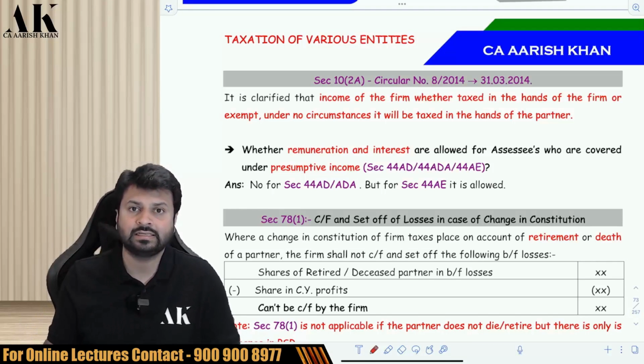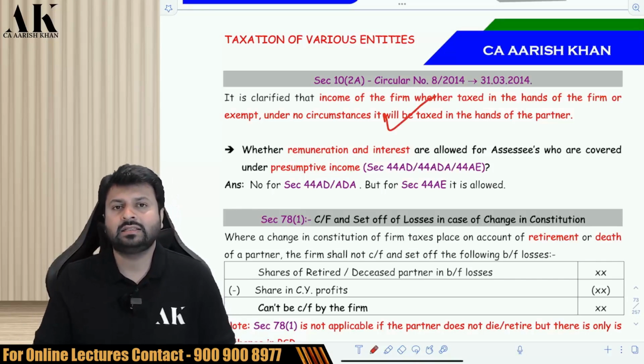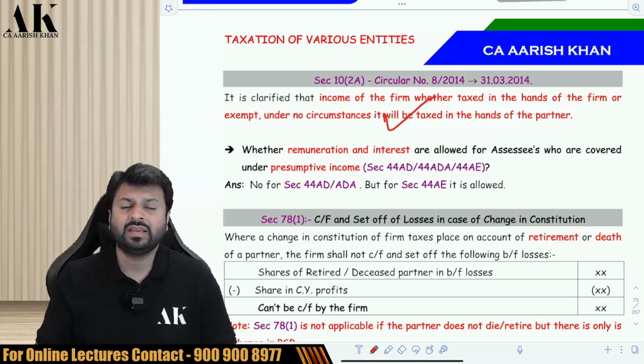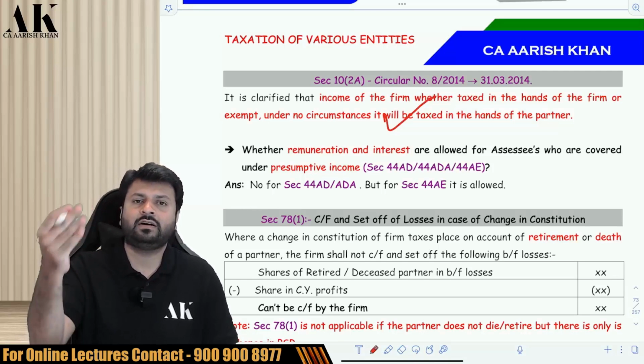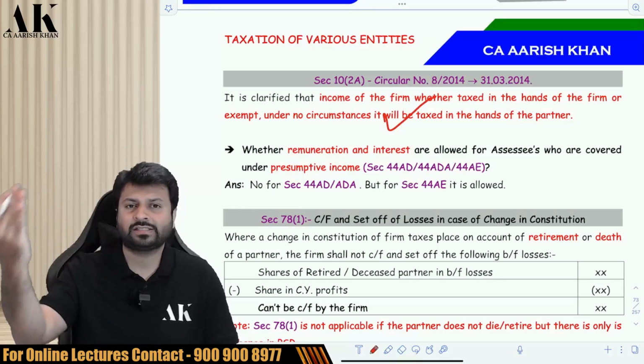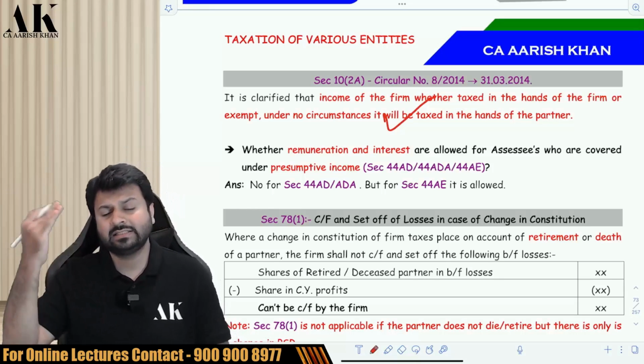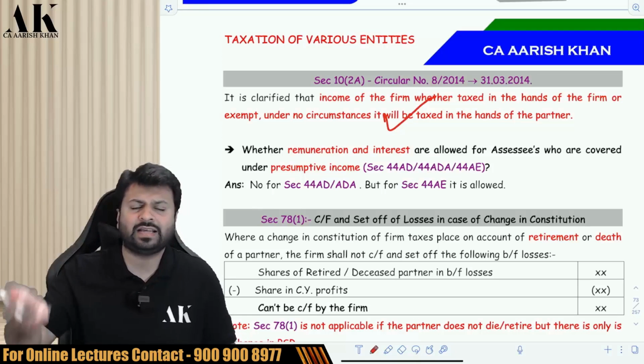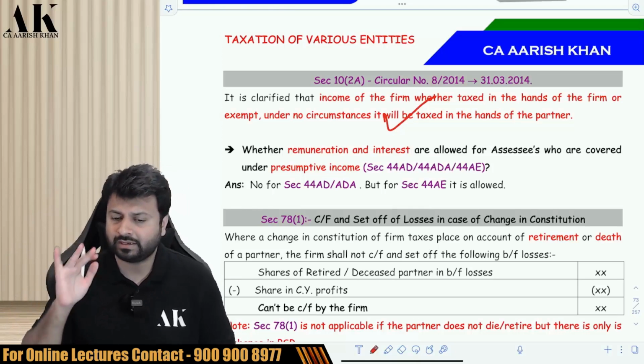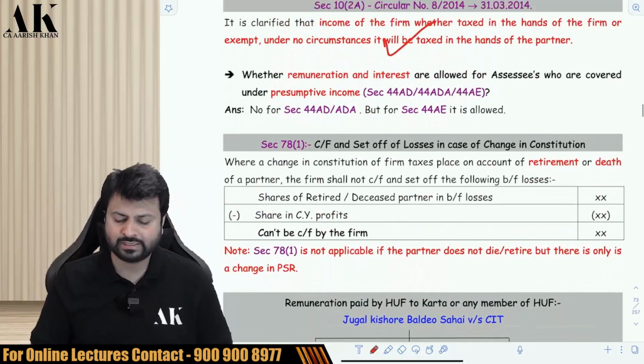The answer is yes. The CBDT circular says that the share of profit from a firm in the hands of the partner will always remain exempt, irrespective of whether the firm has paid tax or not. If the firm has paid the tax, then also it is exempt. If the firm has not paid the tax, then also it is exempt in the hands of the partner. Be very careful. Okay. Next.